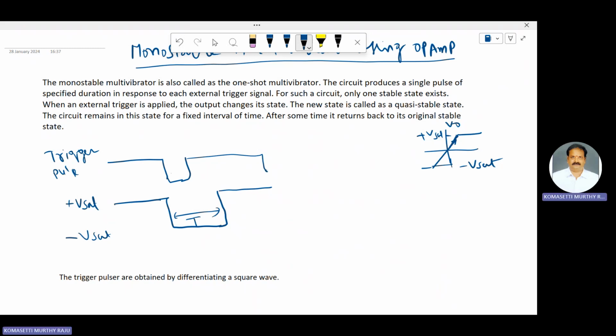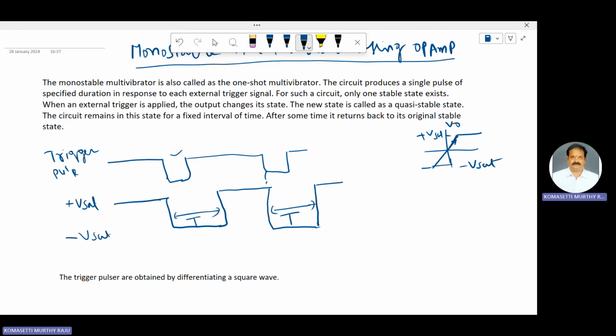Again, a negative going trigger pulse is applied here. The state changes from plus V set to minus V set like that. It remains in that quasi stable state for the time interval capital T. After that, it automatically changes to permanent stable state.